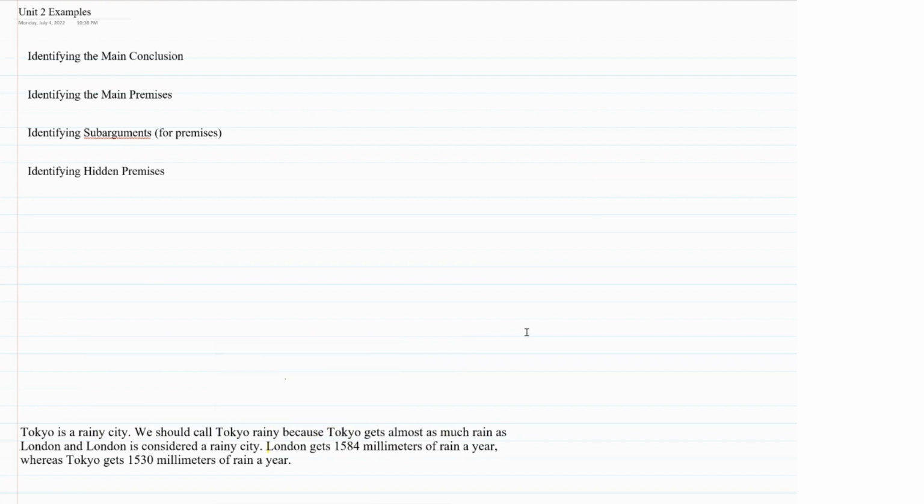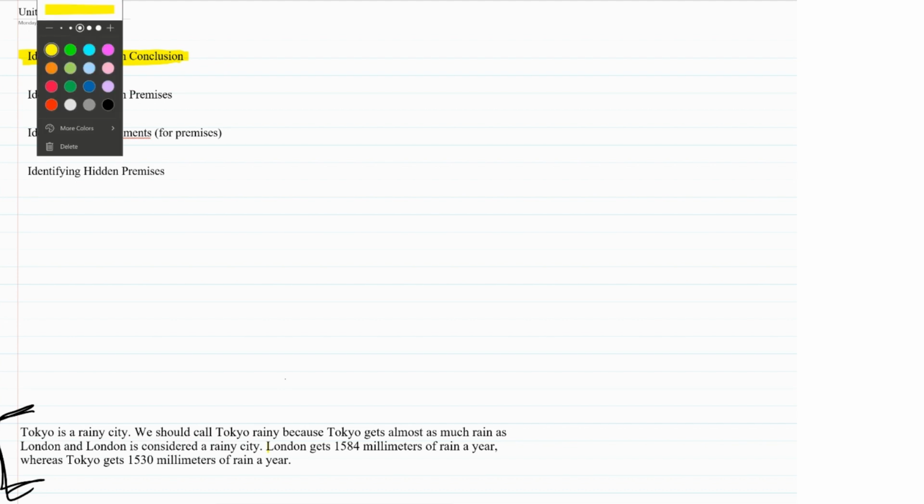Examples in the tutorials. This is the first video for the Unit 2 examples. In Unit 2, remember what we're doing is reconstructing arguments. So we're taking arguments in English in paragraph form, and we are translating them into premise, conclusion arguments, or arguments that are more formalized. So arguments in standard form, as you might call them.